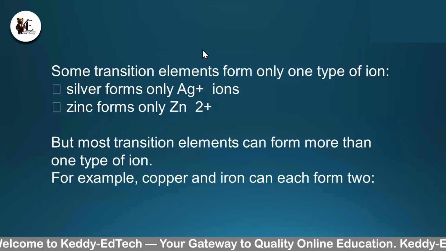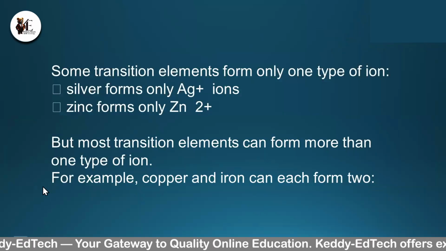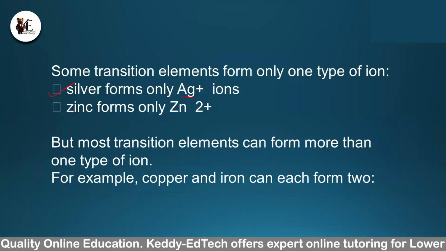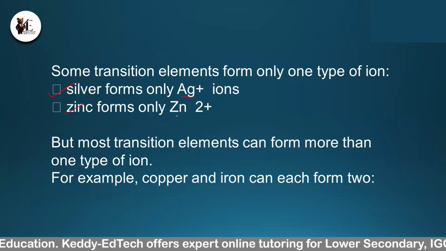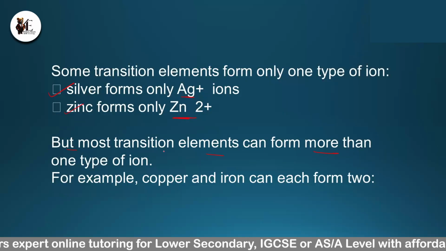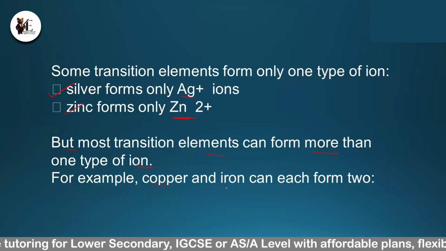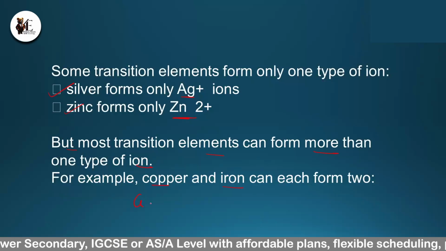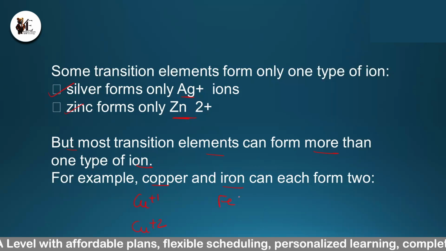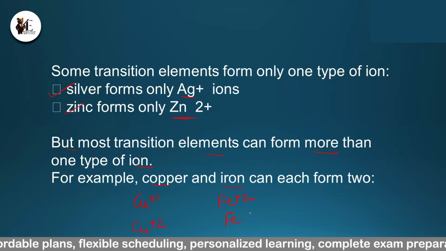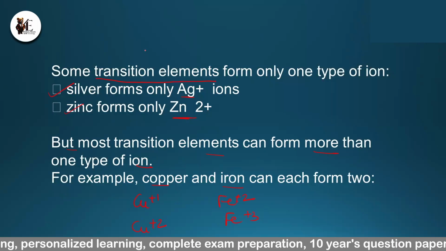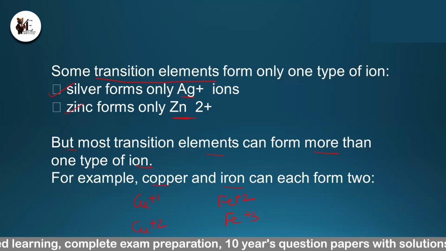So there are some transition elements which form only one type of ion. For example, silver forms only Ag plus ions, and zinc forms only Zn2 plus ions. But most transition elements can form more than one type of ion. For example, copper can form copper plus 1 and copper plus 2. Iron can form Fe plus 2 and Fe plus 3. So these are my transition elements. Transition elements are the metals which lie in the middle of your periodic table.